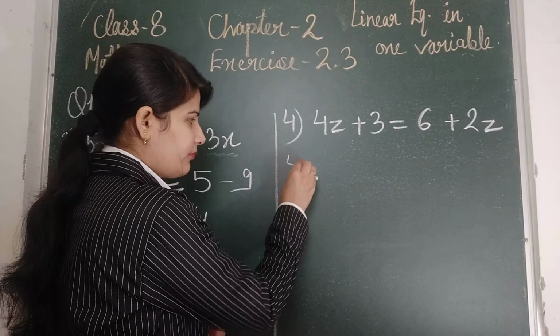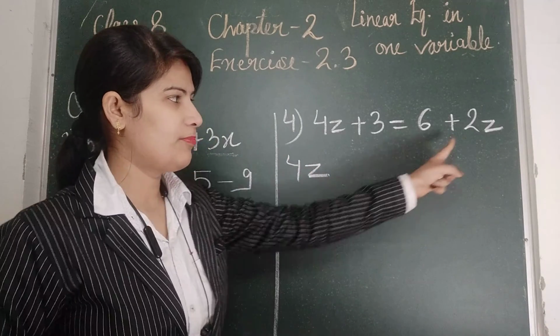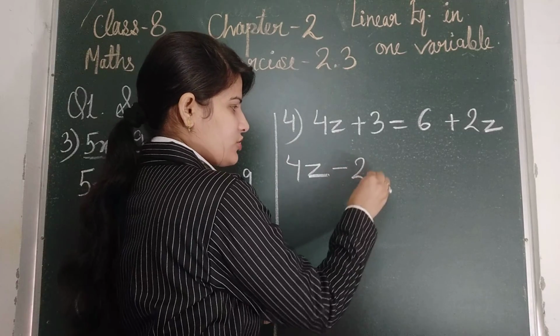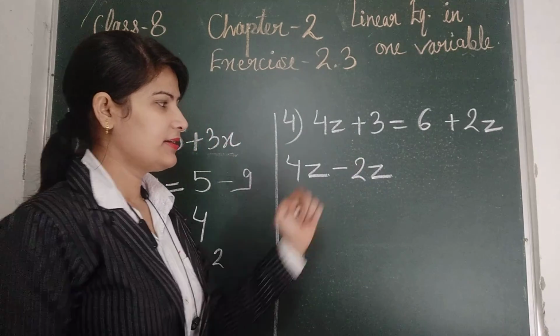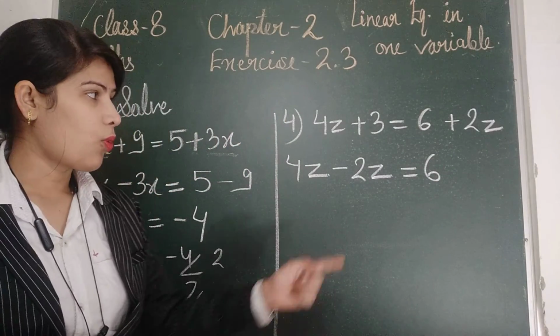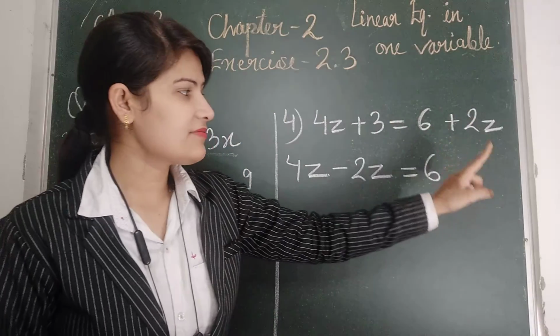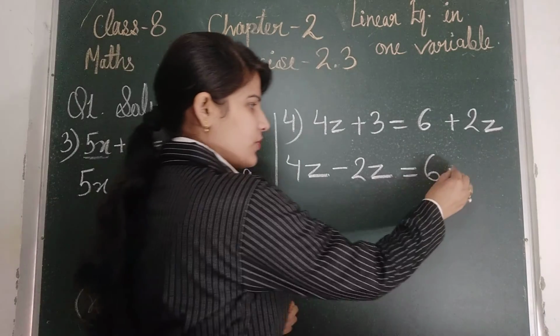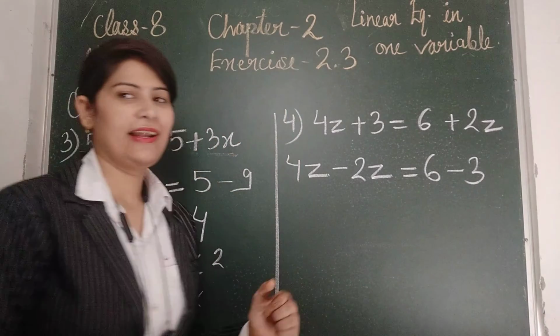So it will become 4z, and plus 2z will change into minus 2z, and equal to 6 as it is on the right hand side. Now what? Plus 3 will transfer to the right hand side. It will become minus 3. So minus 3, like this.